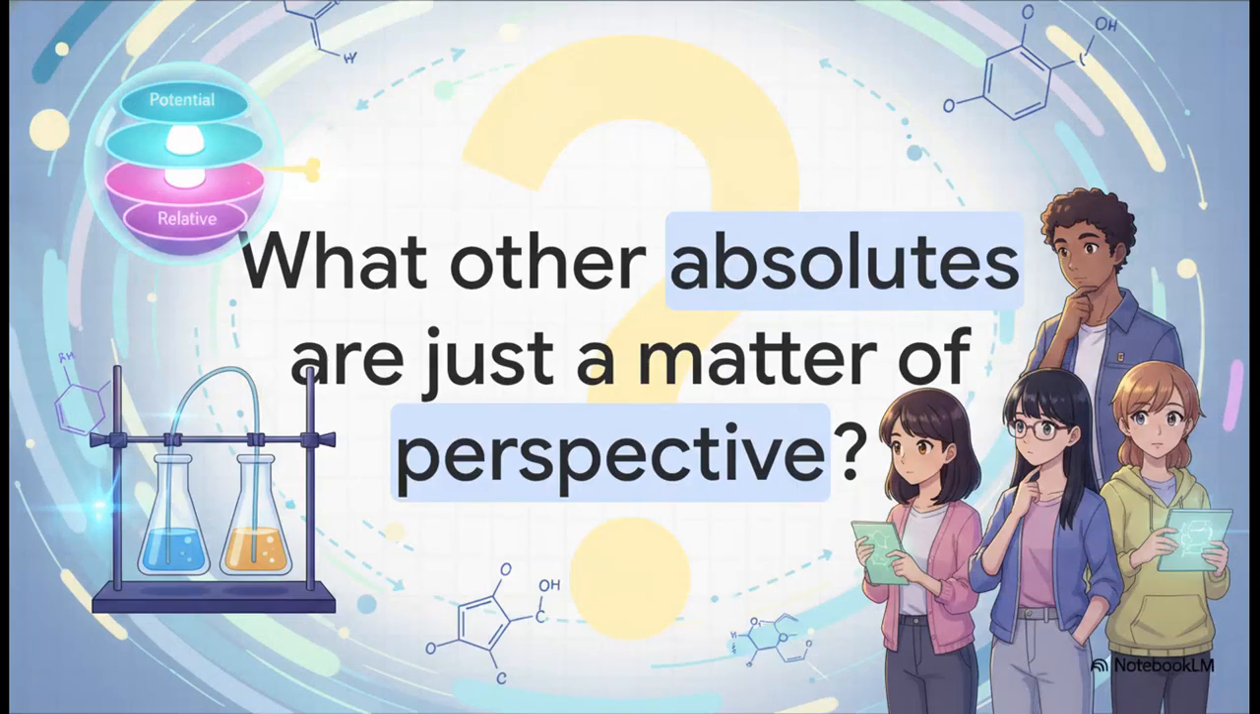So, this all brings us to a final thought for today's explainer. We've seen how tracking a chemical reaction relies entirely on choosing a layer of that theoretical onion, picking a reference point and just deciding to call it zero. If every single voltage we measure in electrochemistry is just a relative comparison to a chosen baseline, what other absolutes in science are really just matters of perspective? It definitely challenges us to always remember the foundations of our data.